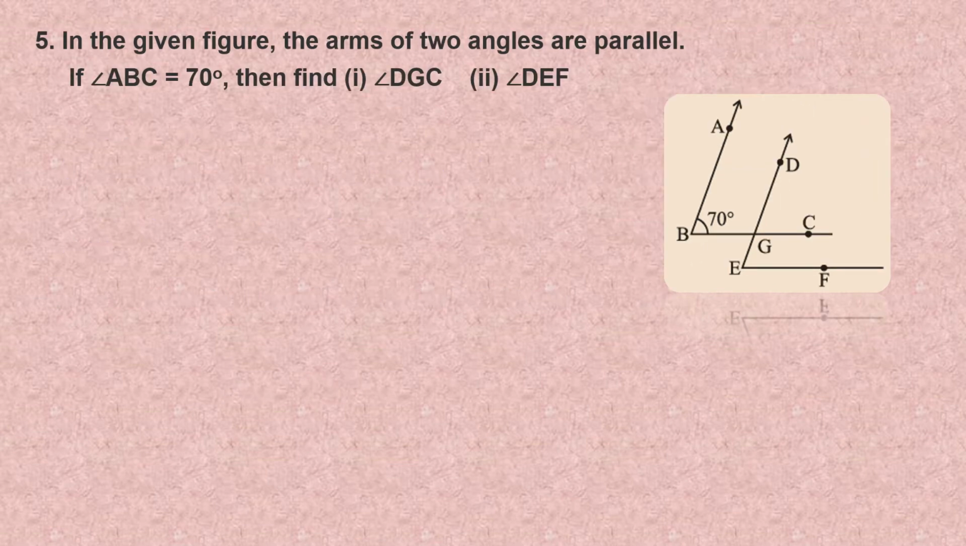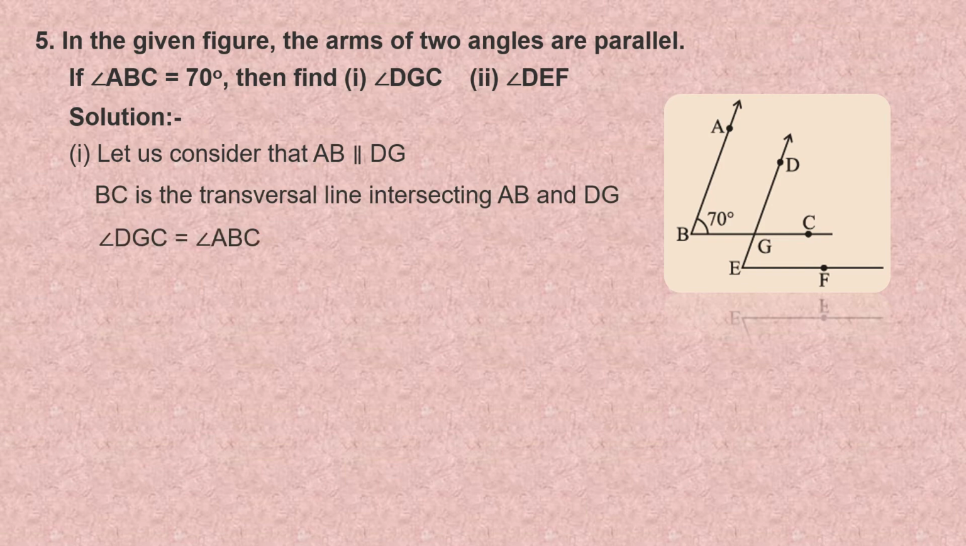In the given figure, the arms of two angles are parallel. If angle ABC equal to 70 degrees, then find angle DGC and angle DEF. So first let us take AB parallel to DG. If you look at the picture, AB parallel to, look at the two lines AB and GD. They are cut by a transversal BC. So what will be this angle? BC is the transversal.